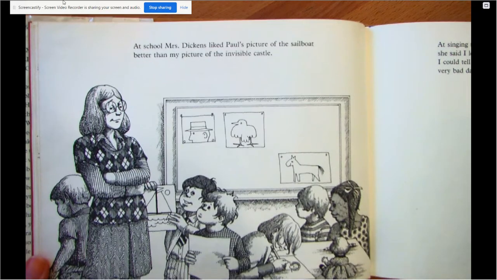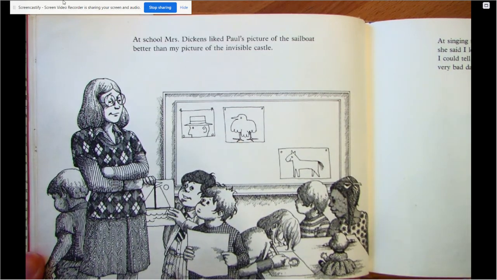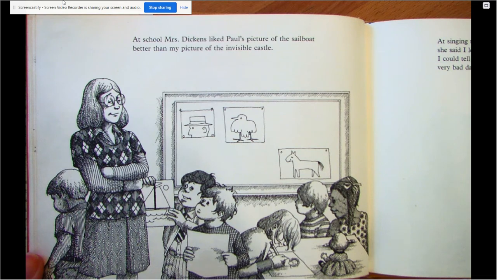At school, Mrs. Dickens liked Paul's picture of the sailboat better than my picture of the invisible castle.